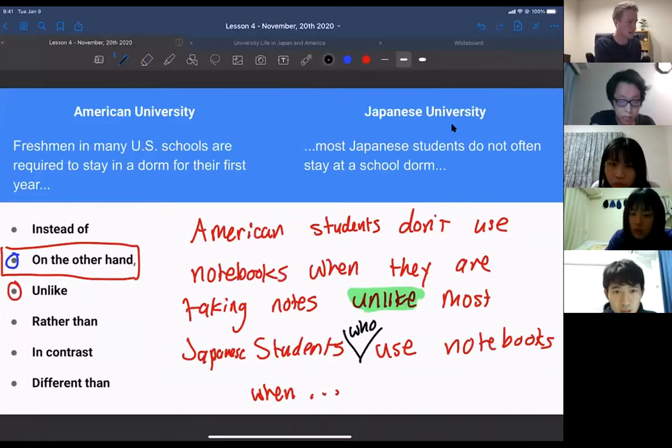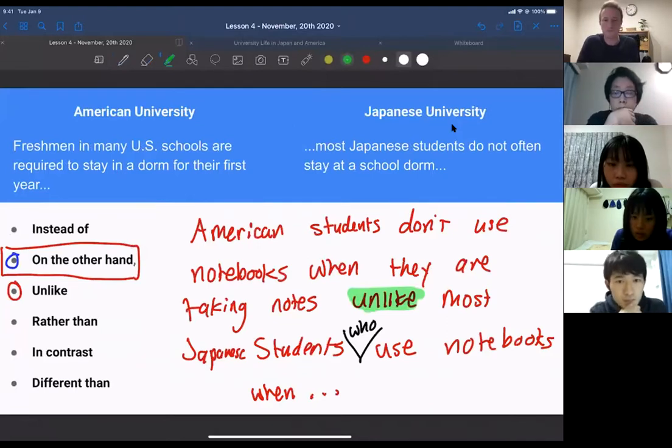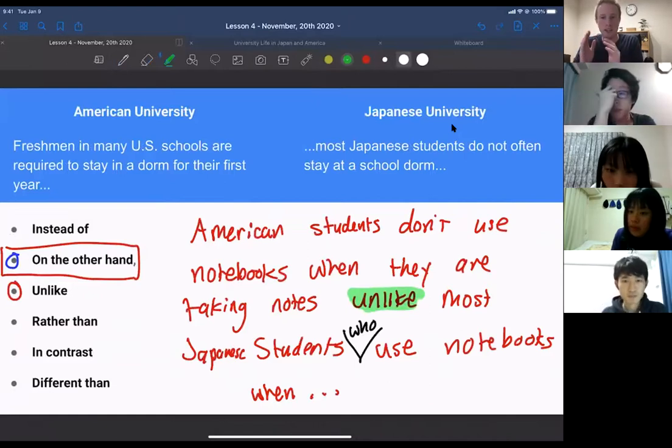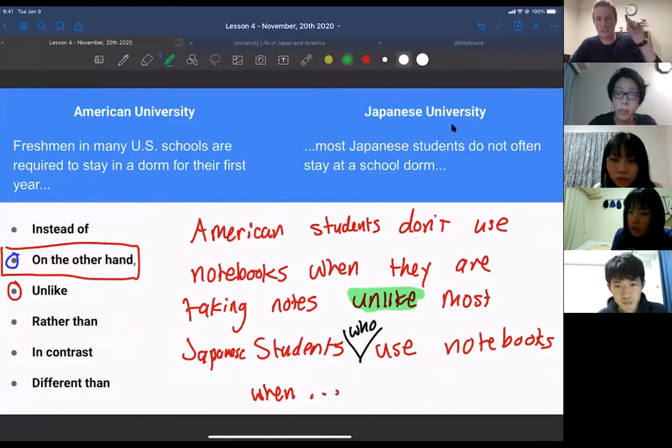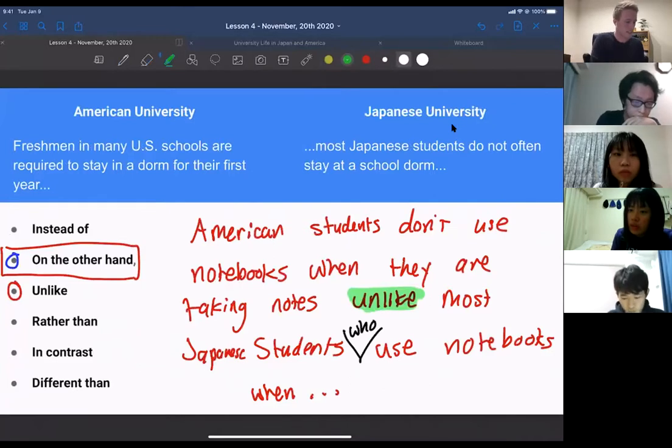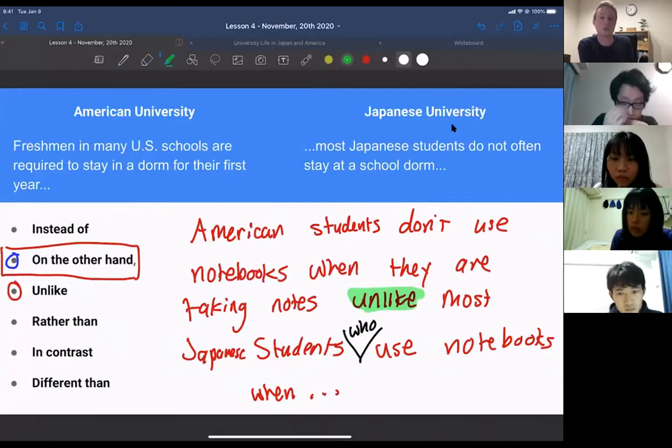Yeah, perfect. Unlike. You got it. Yeah, so unlike just means not like. Very simple. Unlike. Yeah. So Kimiko, if you want to make it short, you can say unlike Japanese students, comma, American students don't use a notebook. You can make it very short if you start with unlike. Unlike Japanese students, comma, American students don't use notebooks when taking notes.